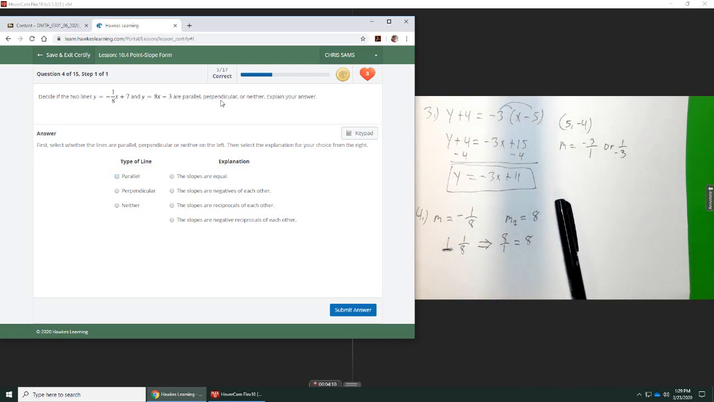So these two are perpendicular, and they are perpendicular because the slopes are equal. Nope, that's parallel. The slopes are negatives of each other. Part of it, but not the whole. The slopes are reciprocals of each other. The slopes are negative reciprocals. So it's both. It has to be negative and reciprocal to be perpendicular.